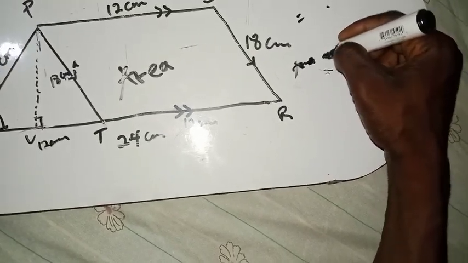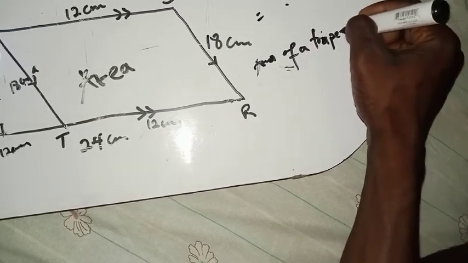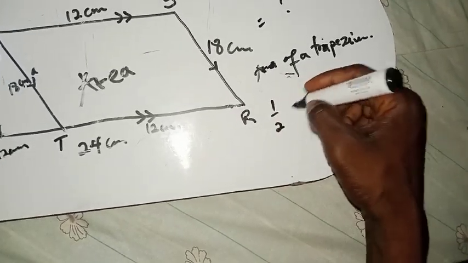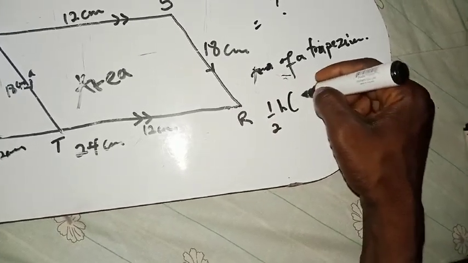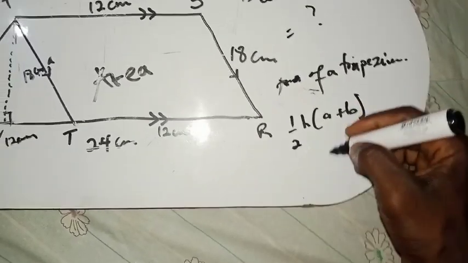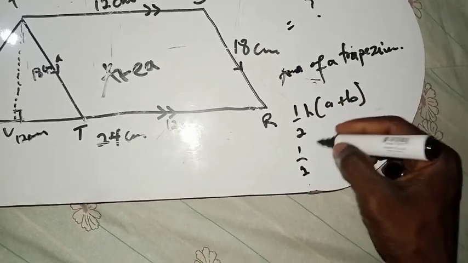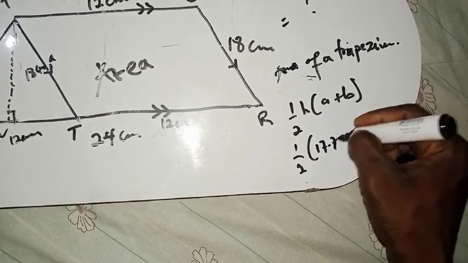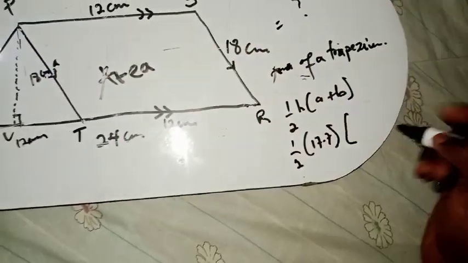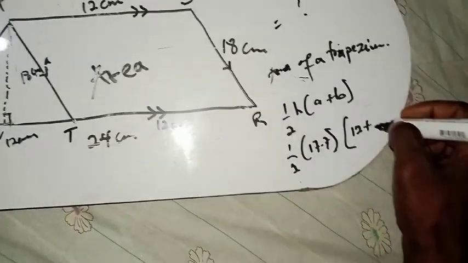The area of a trapezium. Is that the word? Trapezium. You should know that this is half of the height multiplied by the small base plus the big base. I believe you are familiar with this formula. So half of the height, that is 70.7, multiplied by the small base, which is the one at the top, that is 12, plus the big base. The big base is everything here, that is 24.